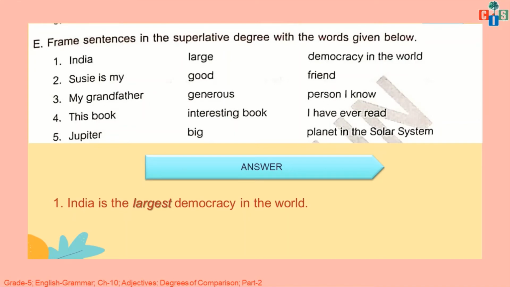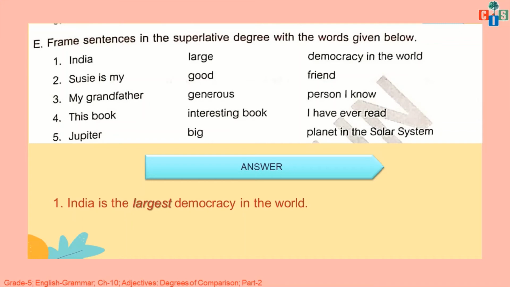Okay, now next one, second one: Susie, good, friend. Susie is my good friend. So when we are changing this word good into superlative degree, what word can we get?